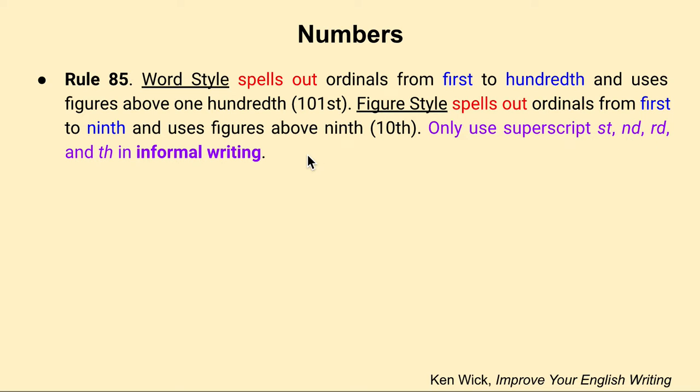Use superscripts only in informal writing. Believe it or not, if you're thinking the ST and TH were supposed to be superscript, that's okay, and that's what you do in informal writing, but you do not do that in formal writing. So once again, word style, basically you spell out first to 100. Figure style goes from first to 9th.